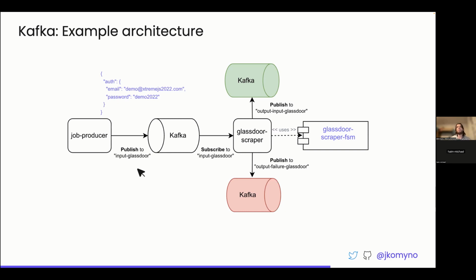So this is a message of the input Glassdoor type. Then we have our Glassdoor scraper here, which performs the actual work, and it subscribes to these input Glassdoor messages. It pulls them from Kafka. It runs the state machine, and we can define that in a separate module. For instance, in the demo, it's defined in this Glassdoor scraper FSM module. And then once we reach the final states, it can publish the results in either the output success Glassdoor, the green one. Yeah, it can publish them either to the success queue or to the failure queue.